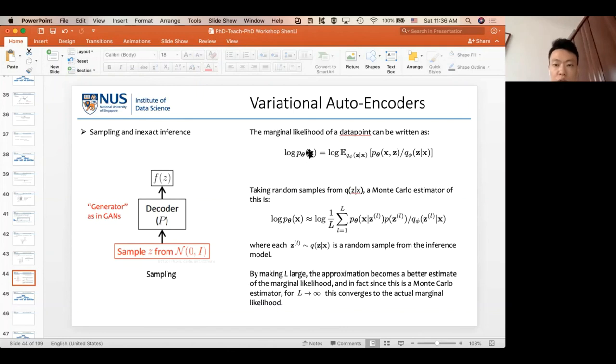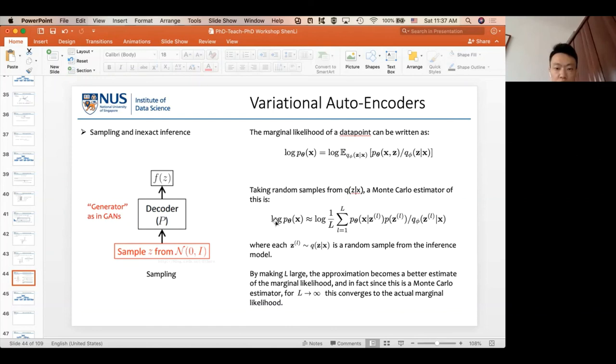So log of P of X, remember, after introducing this Q, can be written as the log of the expectation in this form. And then we have to approximate this expectation by Monte Carlo. You must be familiar with this, because when you can't take an integral, you resort to the Monte Carlo approximation. You draw a lot of samples from this distribution, sum them up, and average the overall summation. That's what we do here.